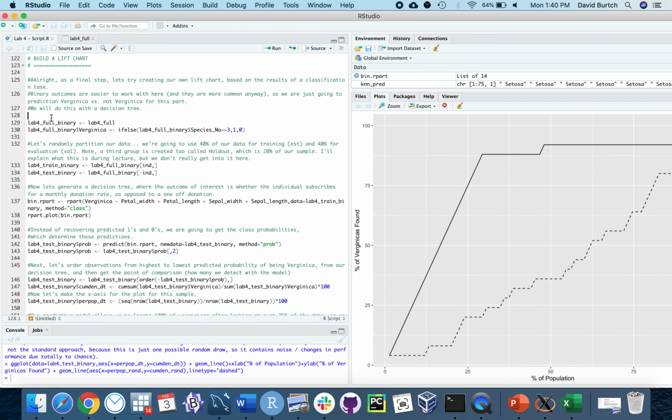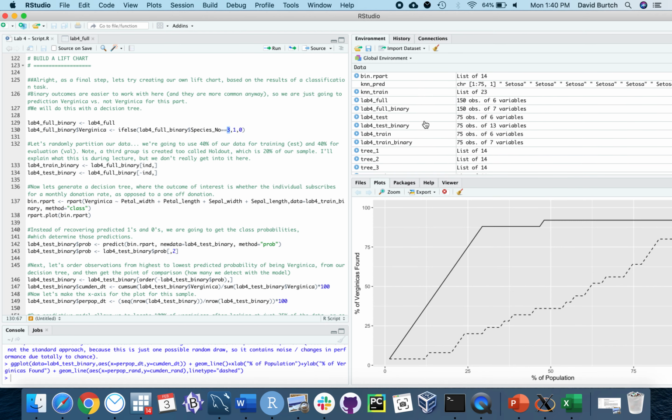As I mentioned earlier, we start off by creating a binary version of our outcome class, because we want to see how well our model does at detecting that specific outcome class. In this case, the one we care about is the species label Virginica. Error number one that I found in my prior code: I was using the wrong species ID for Virginica. So I fixed that now. It's actually species ID 3 that reflects Virginica in the original data.